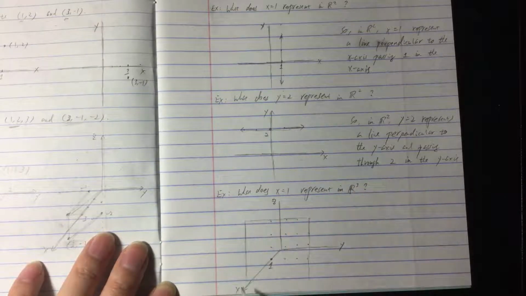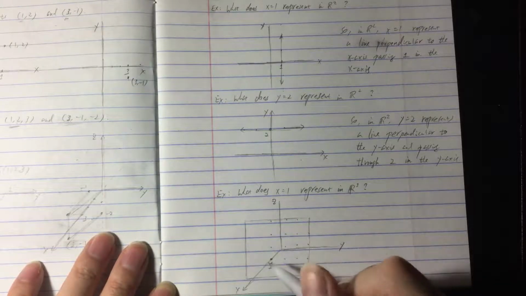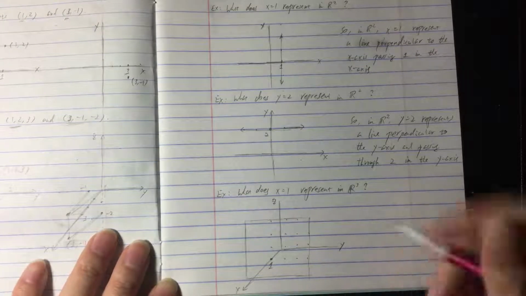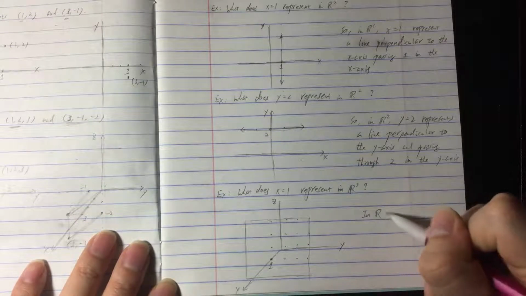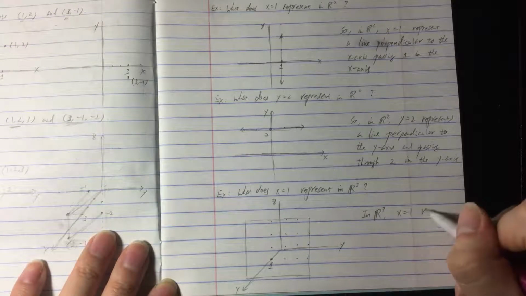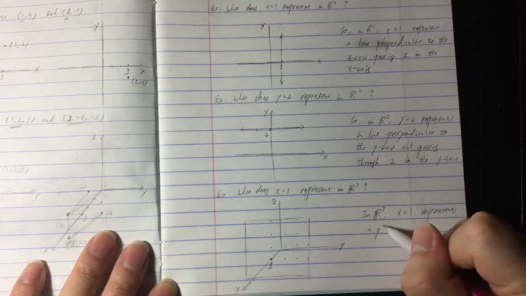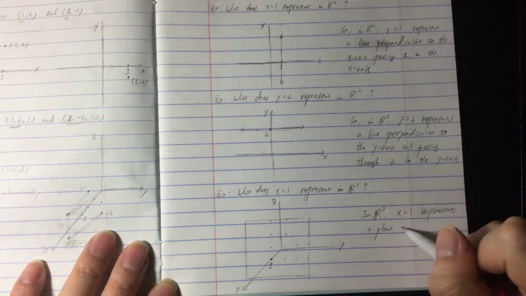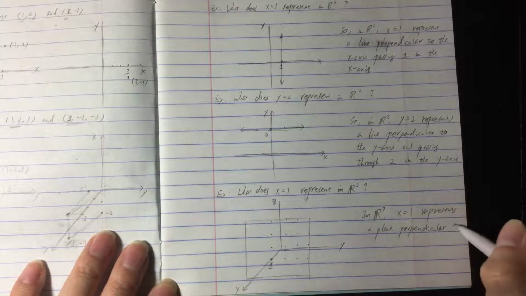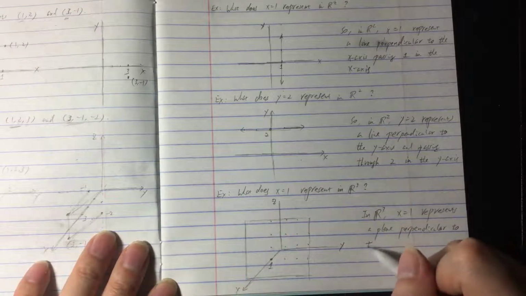This plane is perpendicular to the x-axis and passing through number 1 in the x-axis. Here in R3, the equation x equal to 1 represents a plane perpendicular to the x-axis. This plane is perpendicular to the x-axis.